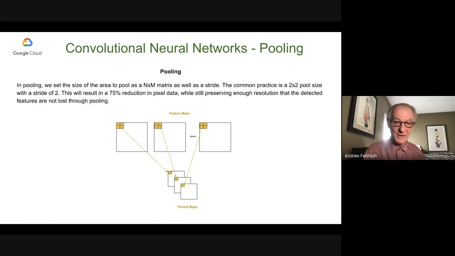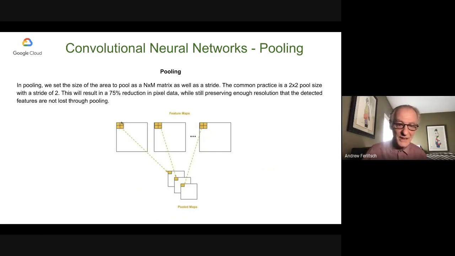So let me show you an example here. Let's say these are the feature maps we generated from a convolution. And we have a window, and let's say it's going to be a 2x2 pool size. And we're going to have a stride of 2. Right? So we're going to drag it across here, go down, drag it across, go down, drag it across, go down.